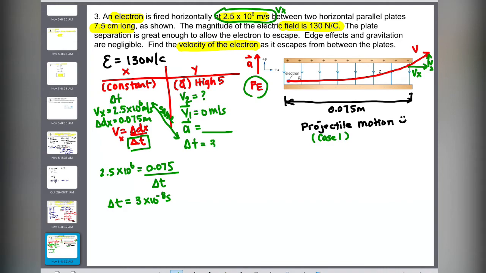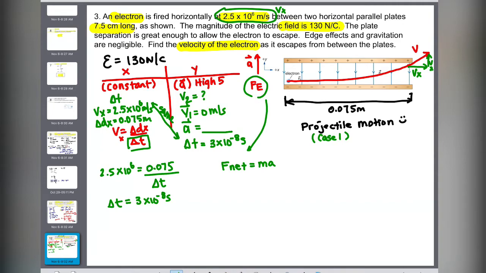And we already said that that's the same time I'm allowed to use for the y, because as it's moving forward, it's also moving up. All right, so I have that. And now let's find the acceleration. The acceleration equation that you know the most is F net equals ma. So what is the F net in this case? We already talked about it.